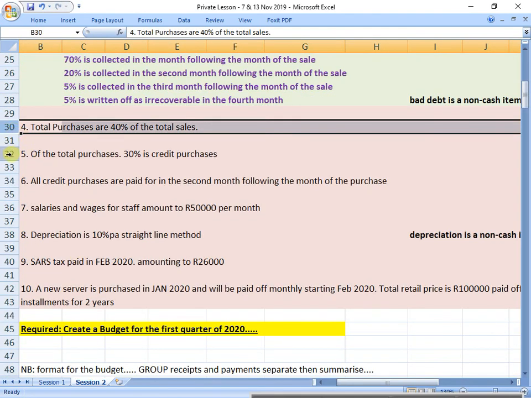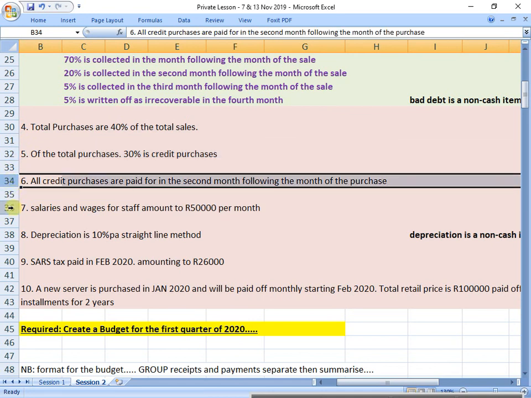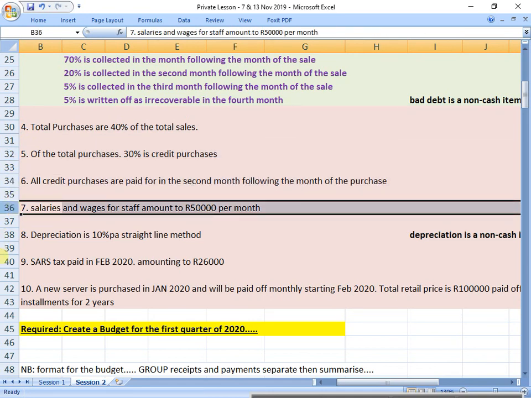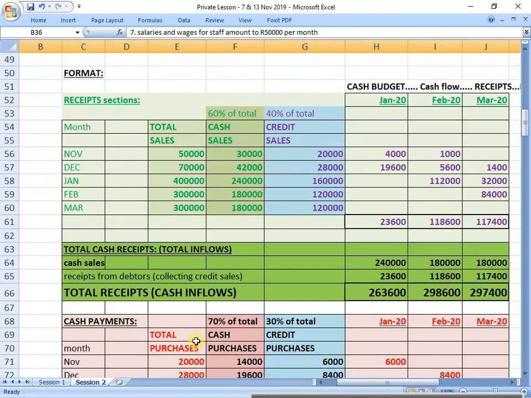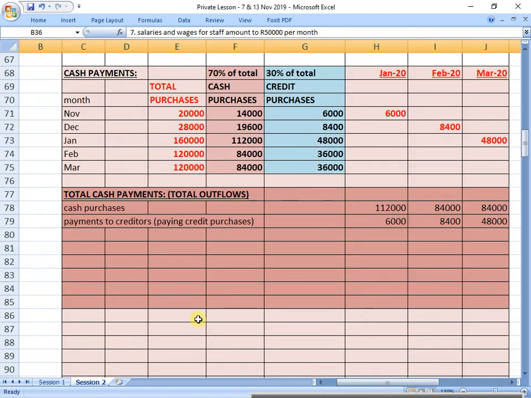Point number 4 done. 5 done. 6 done. 7 I need to look at. Salaries and wages for staff amount to 50,000 per month. Per month means every month. Right, so am I going to have to pay people to work? Yes. Is that an outflow? Yes. People that work want a payment. Okay, you can't owe them. You have to pay them, right?